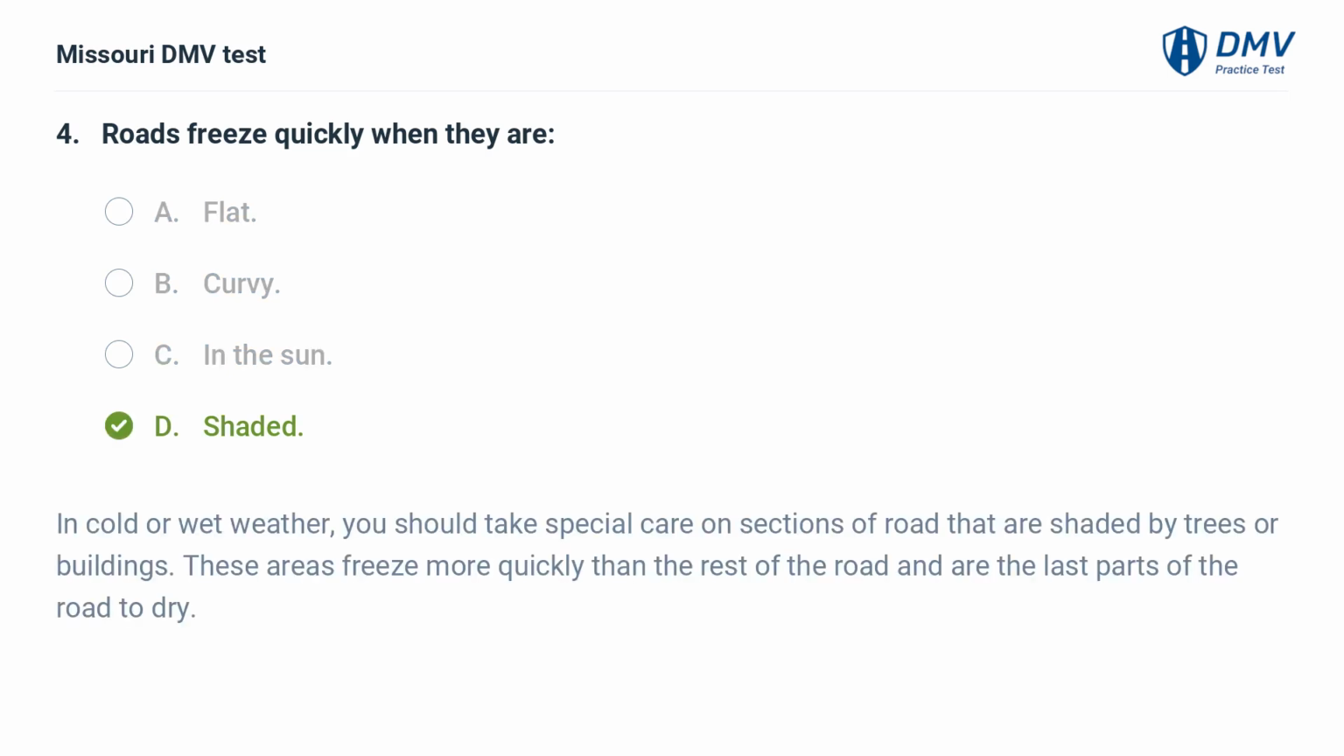D. Shaded. In cold or wet weather, you should take special care on sections of road that are shaded by trees or buildings. These areas freeze more quickly than the rest of the road and are the last parts of the road to dry.